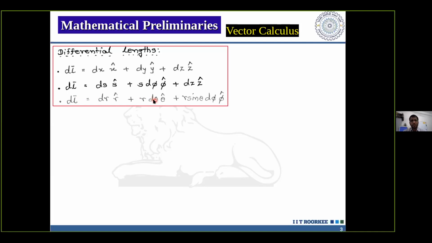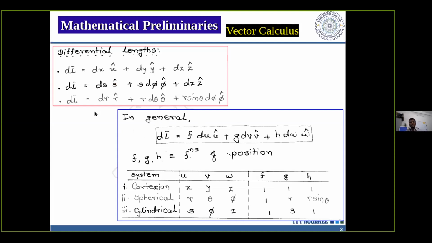So please do not get confused. Sometimes this s has been replaced by rho in the cylindrical coordinate system. But you must understand in what context we are talking about this. Now once we know this, in general, I can write dl bar as f du u prime and g dv v prime, where f, g, h are functions of position.